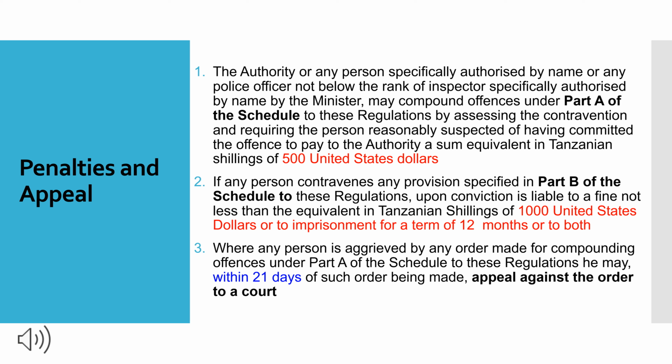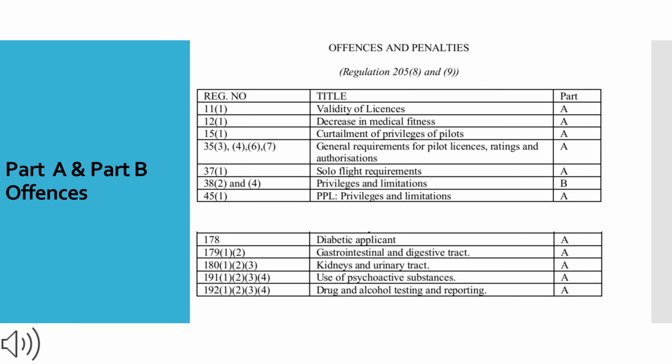Where any person is aggrieved by any order made for compounding offenses under Part A of the schedule of these regulations, he may, within 21 days of such order being made, appeal against the order to a court. Part A and Part B offenses. Here I have attached some few offenses which are regarded as Part A or Part B offenses, but for the full list of Part A and Part B offenses, you can refer to the Civil Aviation Personnel Licensing Regulations, 5th Schedule.